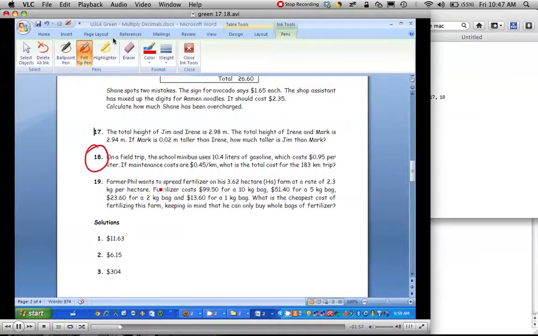So I just multiply 10.4 liters times 95 cents per liter. Maintenance costs 45 cents per kilometer times 183 kilometers. Multiply them together and I get a cost for each of them, and then I get a total by adding them together, right? So I have to do the gas and the maintenance.